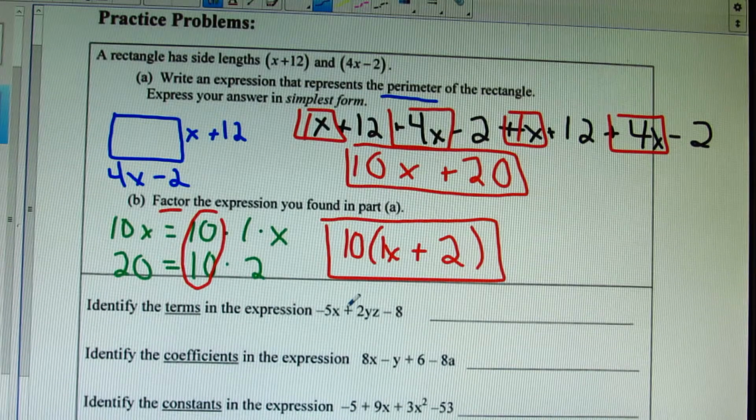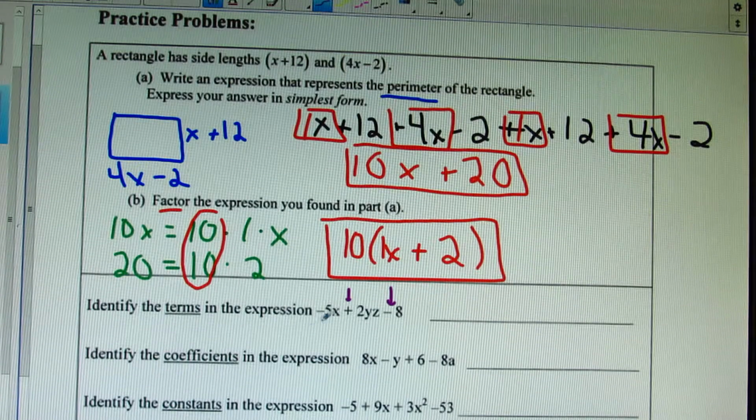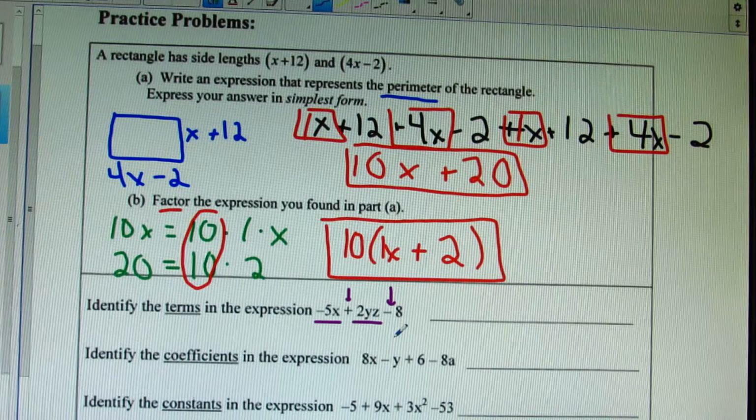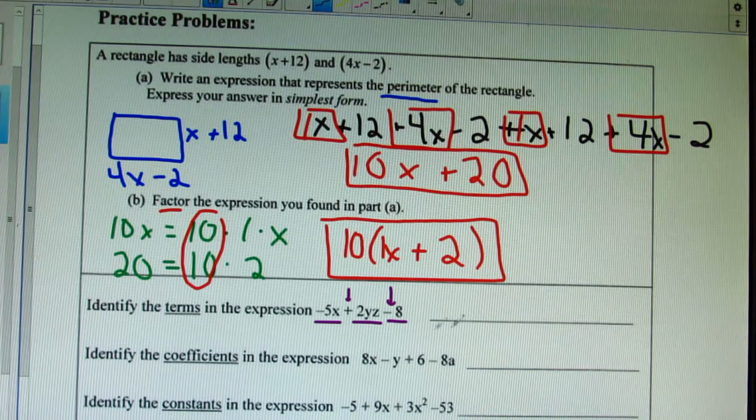Well, each operation is going to separate your terms. Adding is going to separate the terms, subtracting is going to separate the terms. So I have 3 terms. I have negative 5x, I have positive 2yz, and I have negative 8. Again, my handwriting's not the best on this, so I'm not going to write these on the line.